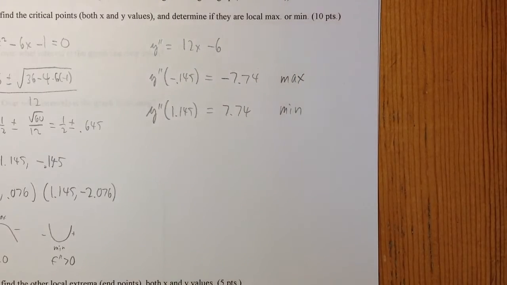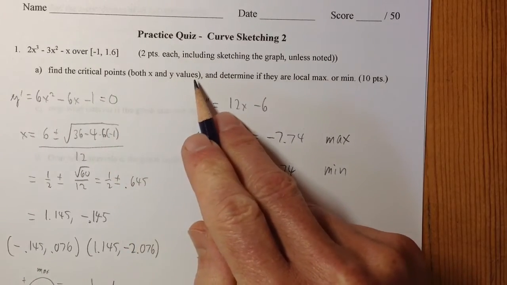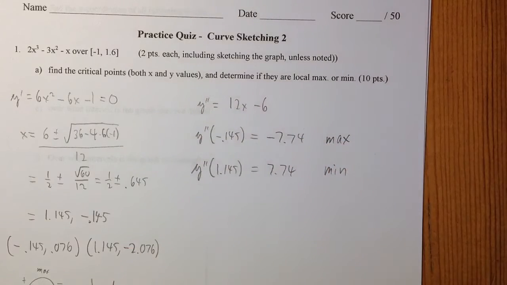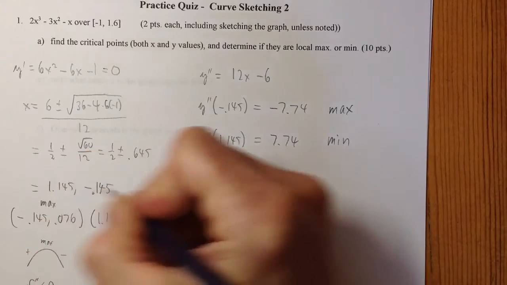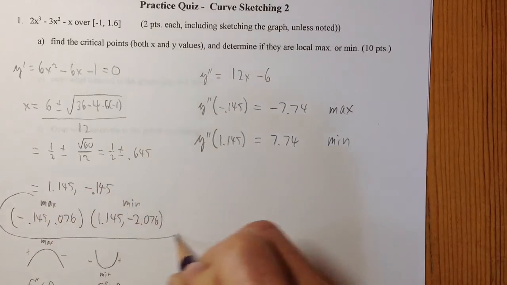Okay, so now we're done. We found the critical points, anywhere where the derivative is 0 or doesn't exist. And we determined if they're local max or local min. So let's just label it. The negative one is a max, and this one is a min. And so this is kind of our answer here.